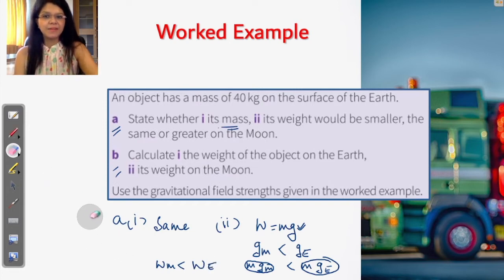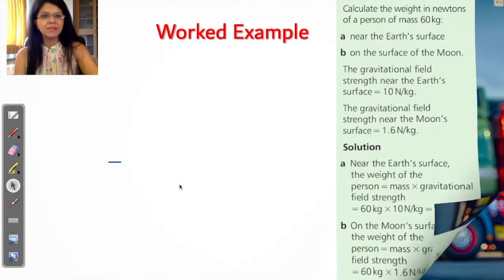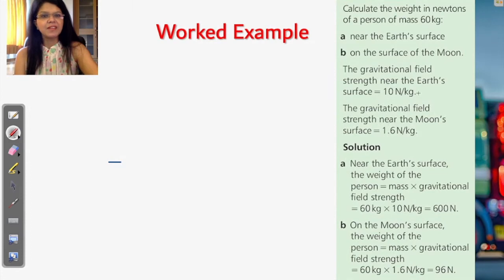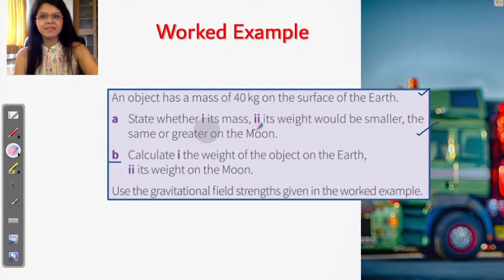Let us come to part B. I am going to erase part A now. Part B. Calculate the weight of the object on the Earth and the weight of the object on the moon. Use the gravitational field strength given in the worked example, which is in the previous example. You can use the value of g from here and you can calculate the weight, which is simple.